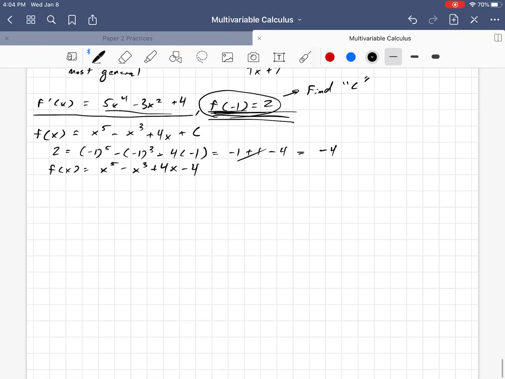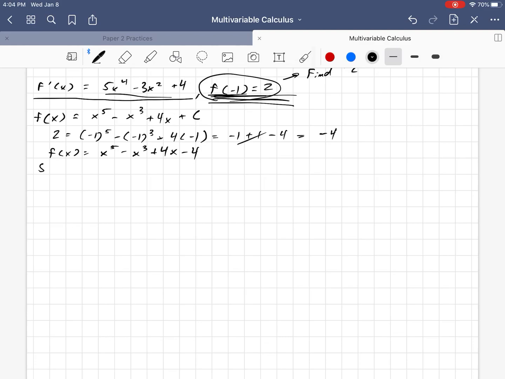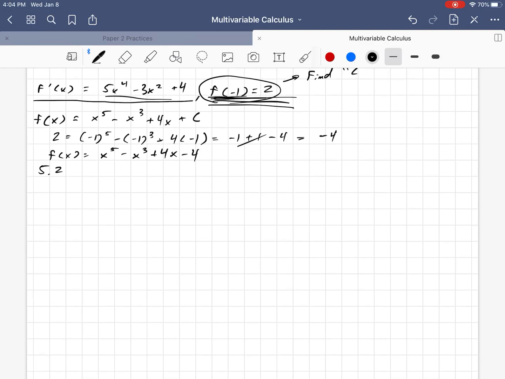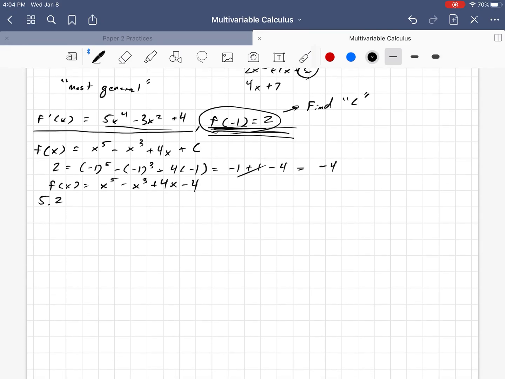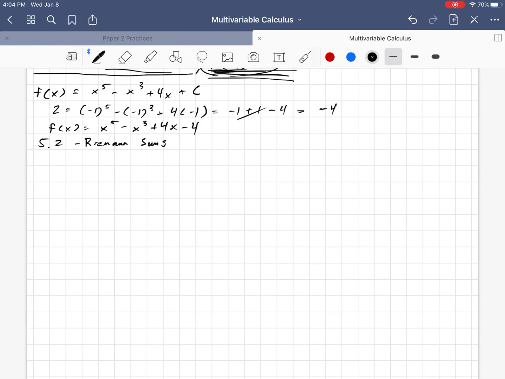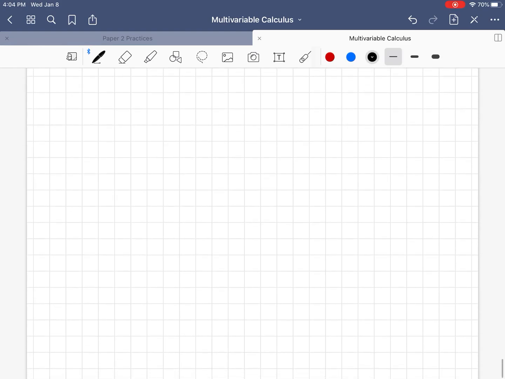That honestly takes care of 5.1. That really is about all I want to talk about on 5.1. Now, 5.2 is Riemann sums. Riemann sums are basically how we define an integral.